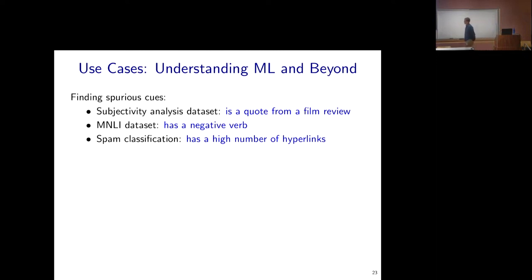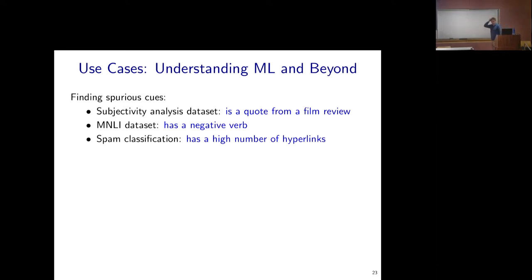Okay, so just to go over a few use cases of this. The first one is you can find spurious cues in data sets. There's this data set on subjectivity analysis, so determining if a statement is subjective or objective. If you ask it what's the difference between the subjective and objective class, it says it is a quote from a film review. Actually, when we first saw this, we thought we had some bug in our system. But then we read the paper that proposed this data set, and apparently the two classes were IMDb and Rotten Tomatoes. The idea is that IMDb is objective and Rotten Tomatoes is subjective. So actually the difference was that it was a quote from a film review for the subjective class.